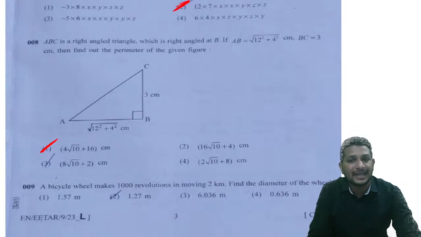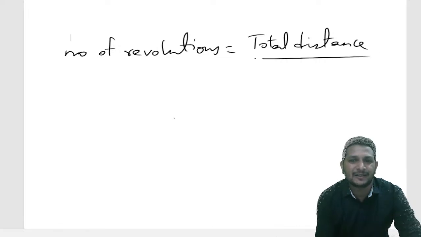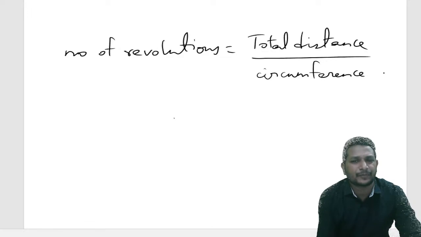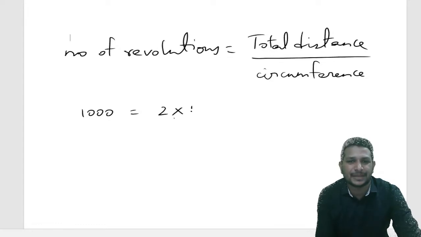So here they gave a problem related to revolutions and distance. We have a concept: number of revolutions equals total distance by circumference of the wheel. The number of revolutions is 1000. The total distance covered is 2 kilometers, but as the options are in meters, I am converting kilometers to meters.